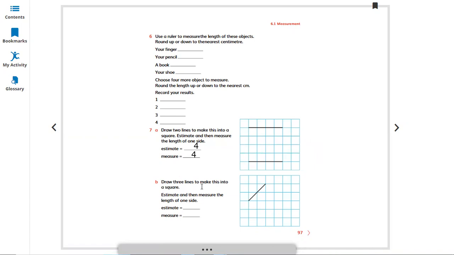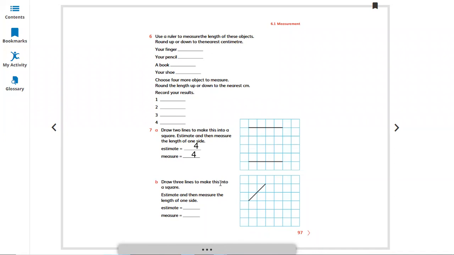Draw these three lines to make this into a square. If you need to complete it, you can complete it. You can find it. There are only four boxes: 1, 2, 3, 4. So this one is 4, and this one also 4 centimeters.